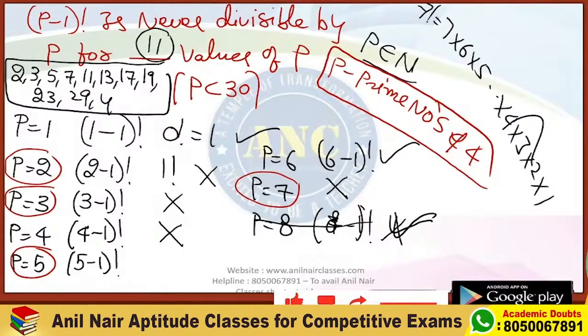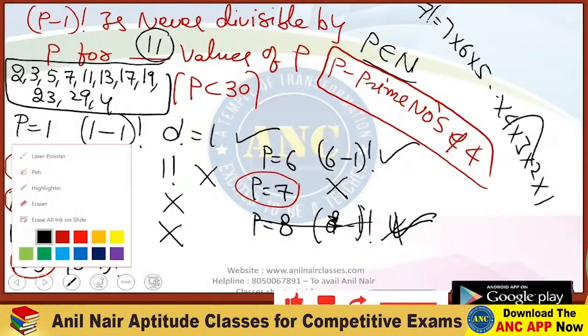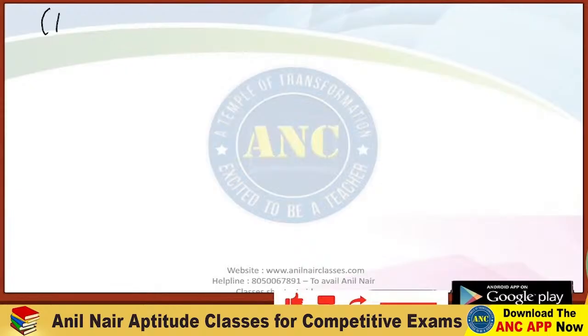For how many values of P is (P minus 1) factorial never divisible by P? All the prime values of P and P equal to 4. I hope the idea is clear. A lot of previous year exam questions came from this concept.